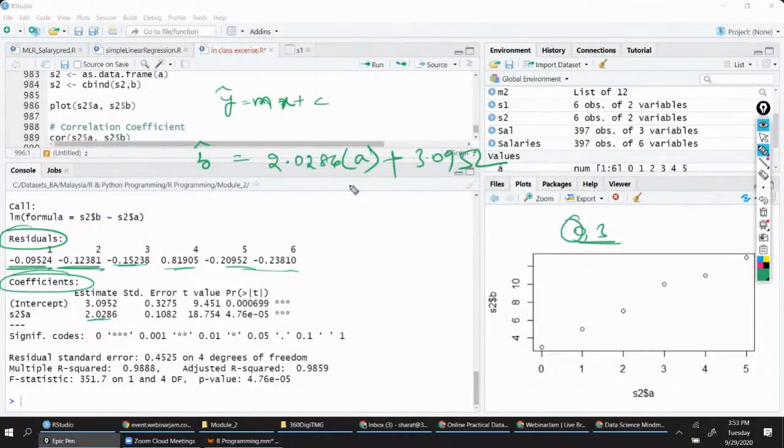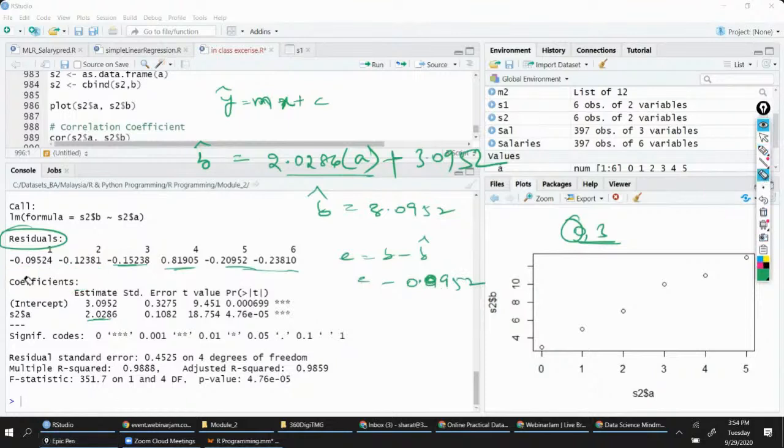So if I substitute the first value, which is 0, 3 into this, what happens? If I pass only a here, then this becomes 0. Your b hat will become 3.0952. And the error is b minus b hat, which is minus 0.0952. That's what you got. That's what you're getting here.